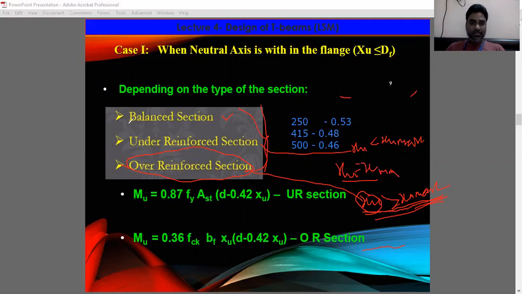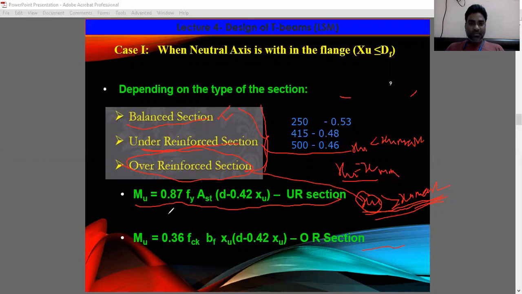So, if it is a balanced section, the moment of resistance is, whether it is compressive force into lever arm or tension force into lever arm, you can calculate any one of these. It is a balanced section. If it is an under-reinforced section, that means the failure occurs in the tension zone, right? Therefore, the moment of resistance is equal to 0.87 fy Ast into (d minus 0.42 xu).